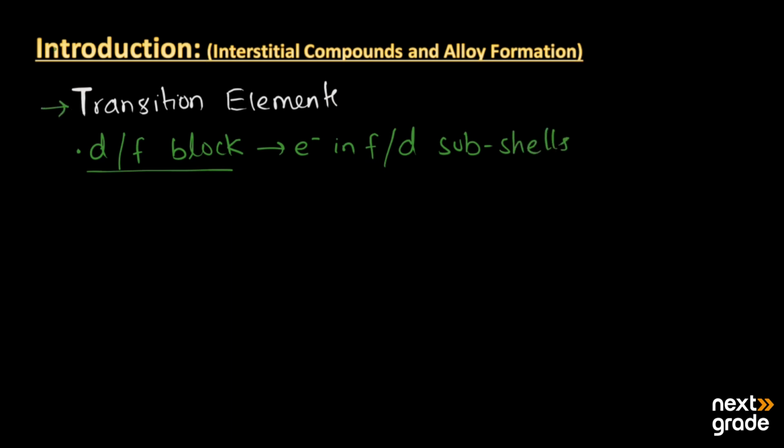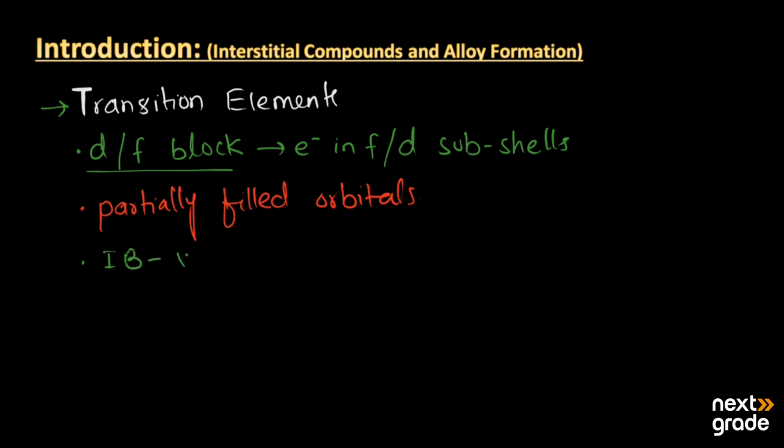On the other hand, the transition elements have partially filled d orbitals, so that's why they are called transition elements. And we have the transition elements from group 1B to group 8B. All the elements in group 1B to group 8B are called transition elements. Now, these transition elements can form two kinds of compounds. The first one is interstitial compounds, and the second one is alloy formation. So, here we will discuss these two one by one.